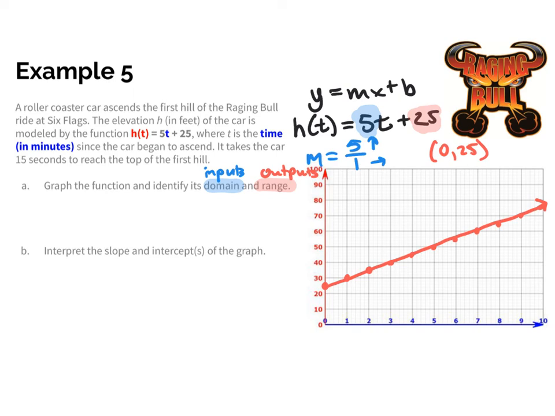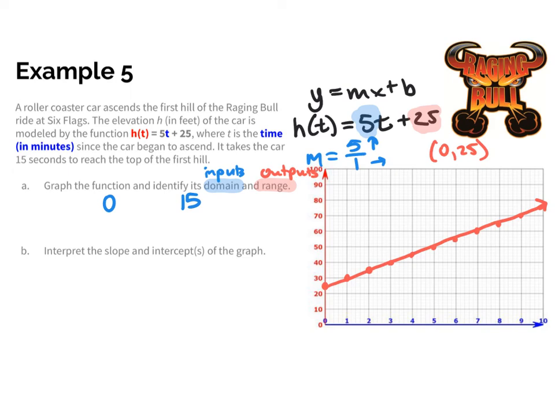So in this case, we have the roller coaster car ascending the hill. So if I think about my x values, my inputs, using my graph, you can see here that it starts from 0. Because we're talking about time again, it would not make sense for my time to go below 0 to the negative realm. So when I think about my time, it's going to start from 0. And then it says it takes the car 15 seconds to reach the top of the hill. So the maximum time here I'd have is 15.